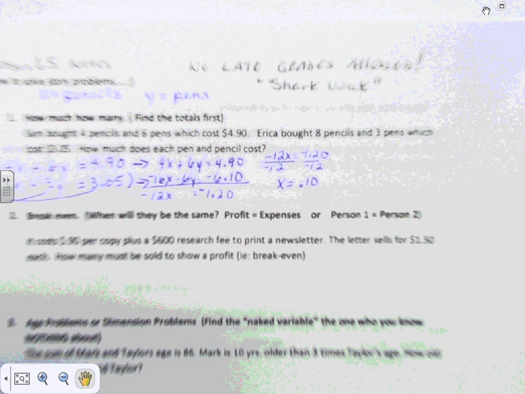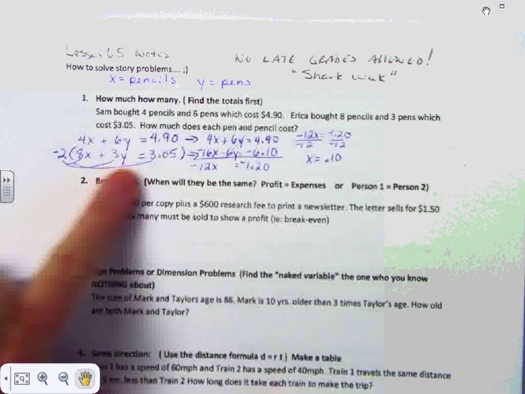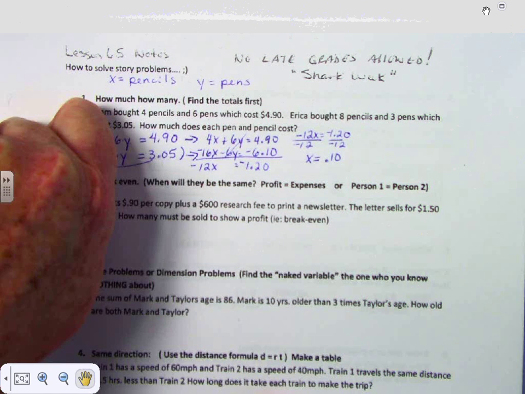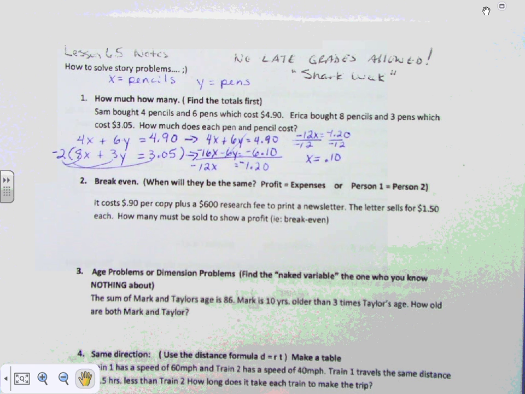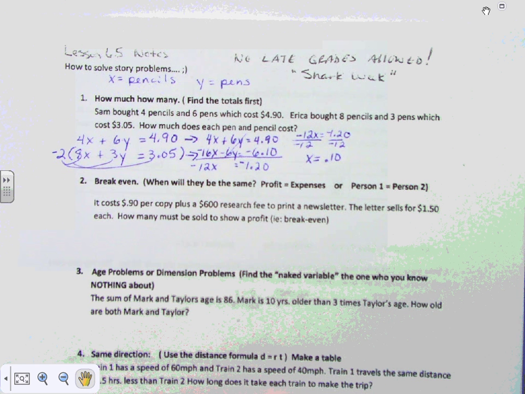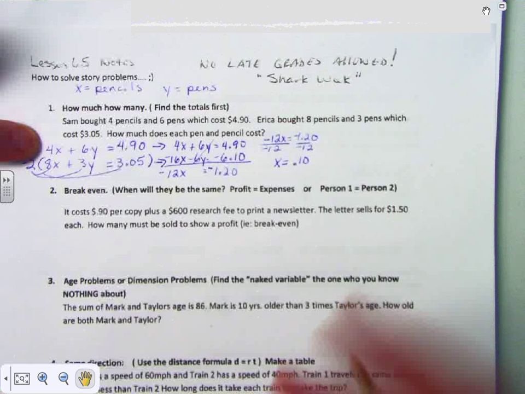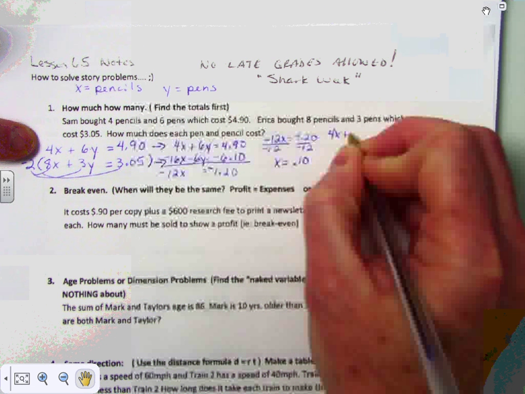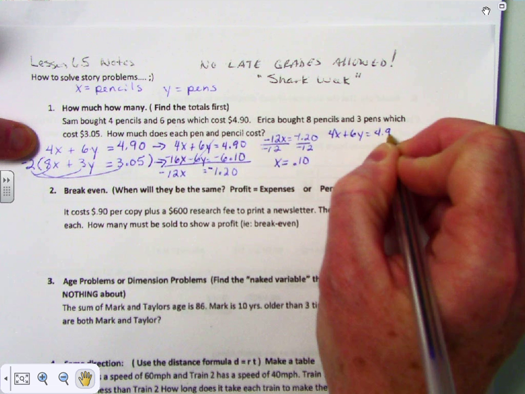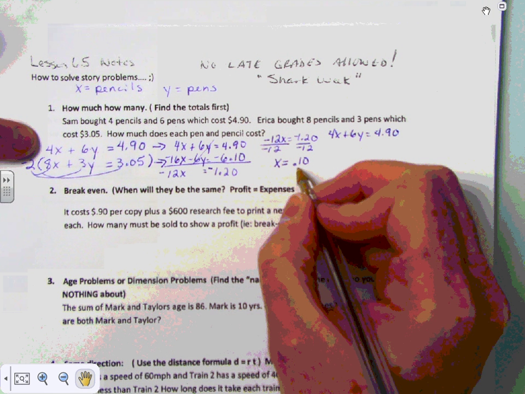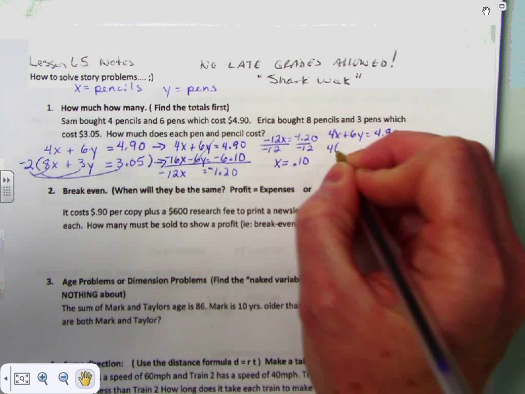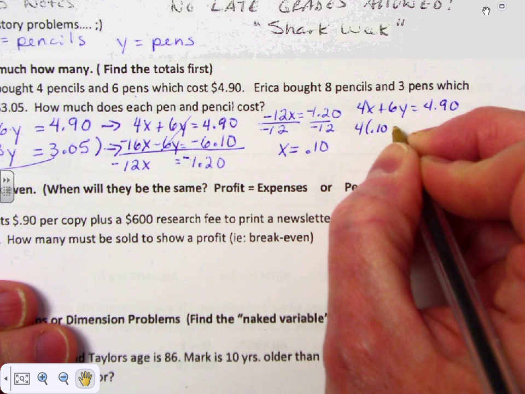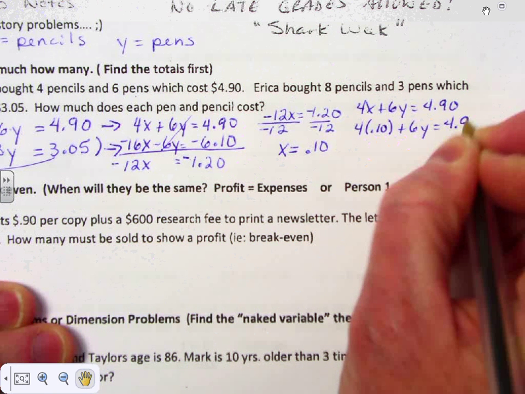We pick one of the two original problems, and see, we didn't mess them up, did we? We didn't mess them up by canceling or writing in the middle of them. I know what the original problems were. We're going to pick one of them. Which one do you like better? Top? Okay. So we're picking the top one. So I have 4x plus 6y is equal to $4.90. I found that the x is equal to 10 cents. So I have 4 times 0.10 plus 6y is equal to $4.90, right?